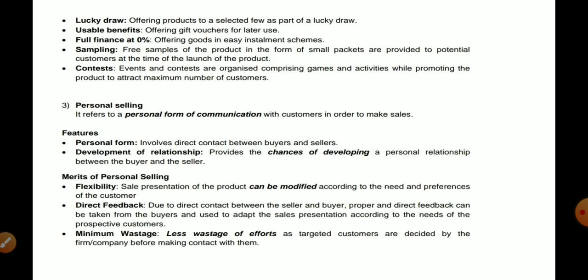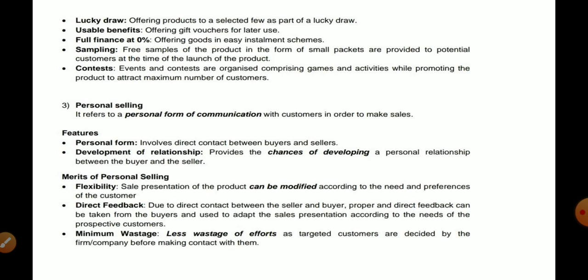Third is personal selling. It refers to the personal form of communication where you communicate with the customer in a direct way. The features are personal communication, direct contact between seller and buyer, and development of relationship: the chance to develop a relationship between seller and buyer, and the buyer becomes a permanent customer of the product, as you can easily study their expression about the product.